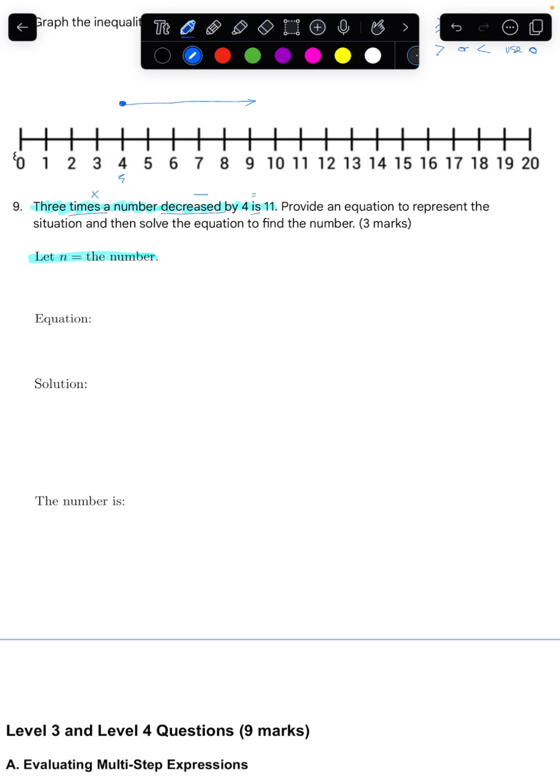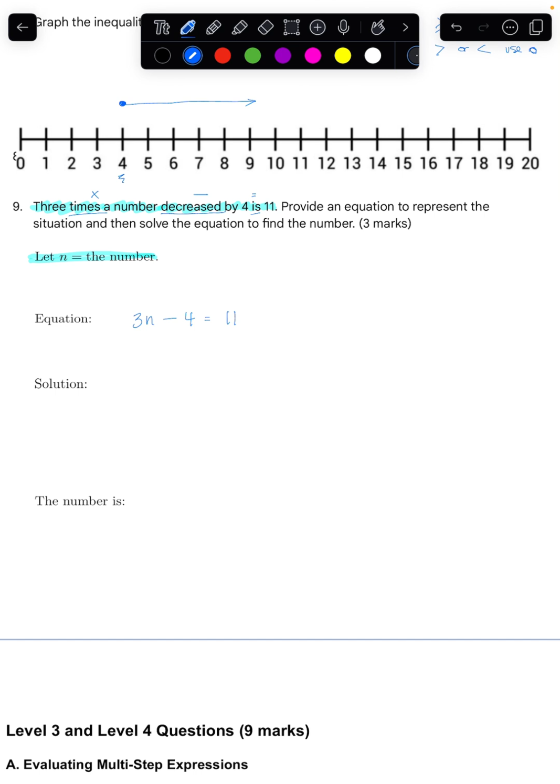So let's see what we can create in terms of an equation. So n is our number, and it says 3 times a number, so our equation would be 3 times n, decreased by 4. So 3n decreased by 4, minus 4, is 11. So equals 11. So that is our equation, but now we have to solve it.